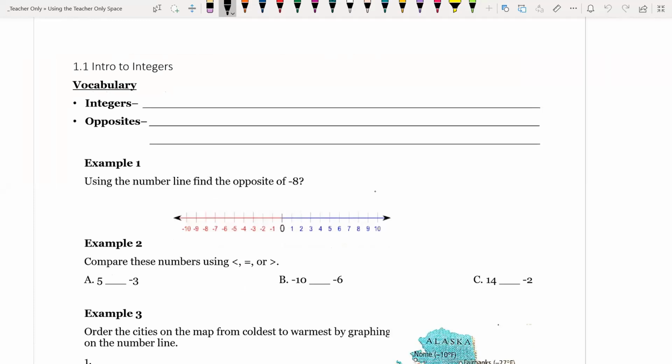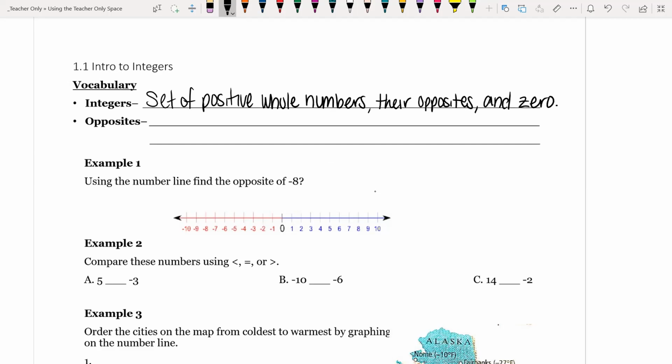So integers are a set of positive whole numbers, their opposites, and zero. So it's a set of positive whole numbers, their opposites, and zero. So you might be thinking, okay, what's the opposite of a whole number, right?